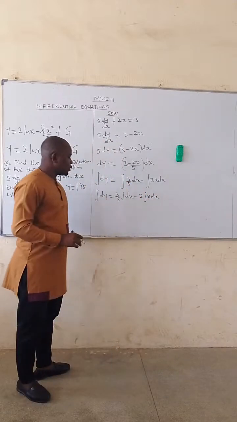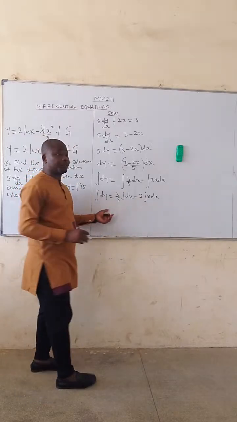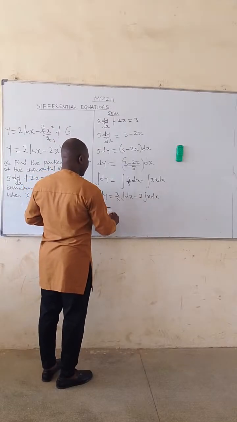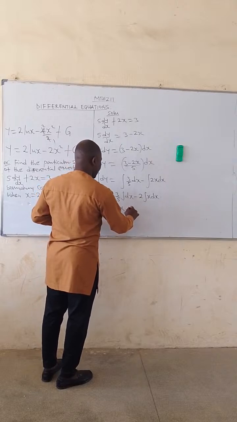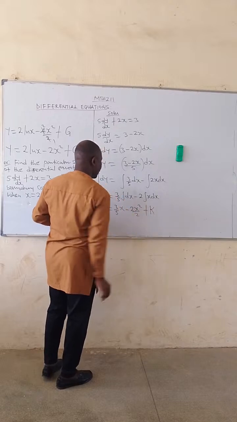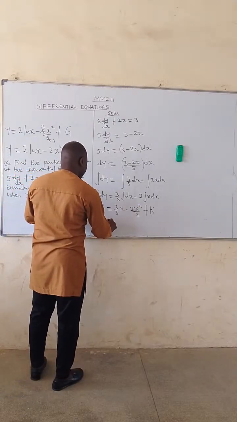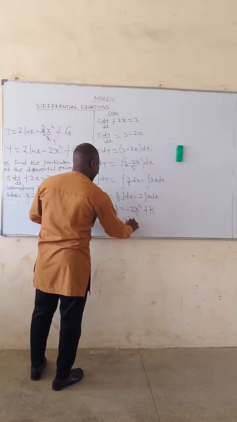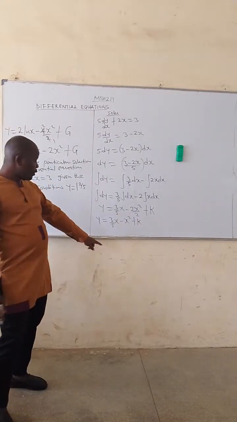So if we integrate this, we are going to obtain our general solution. Y is equals to 3 all over 5x minus 2x squared all over 2 plus k. True or false? Then our y is equals to 3 all over 5x minus x squared plus k. Isn't it? So this is our general solution.